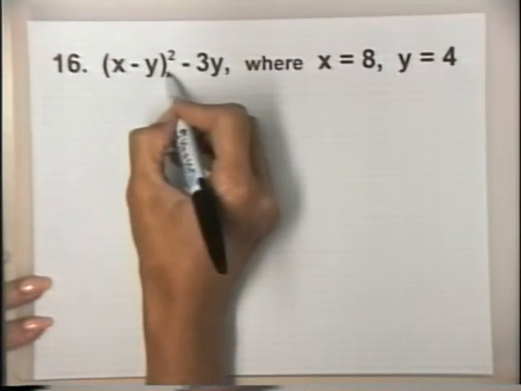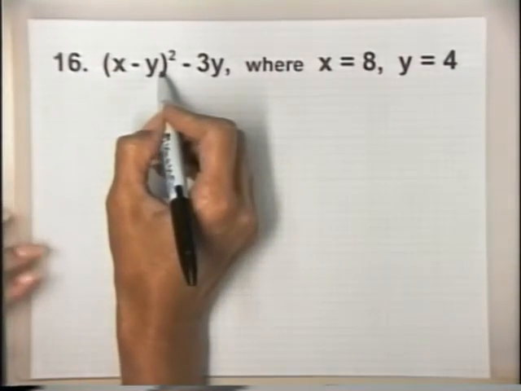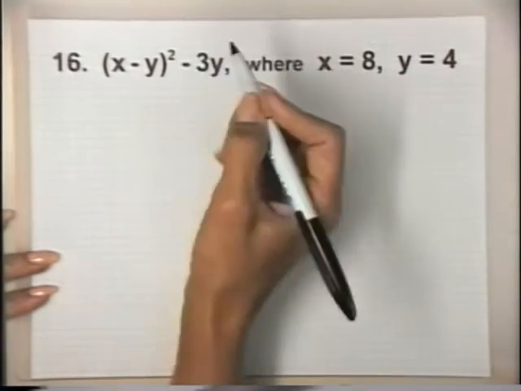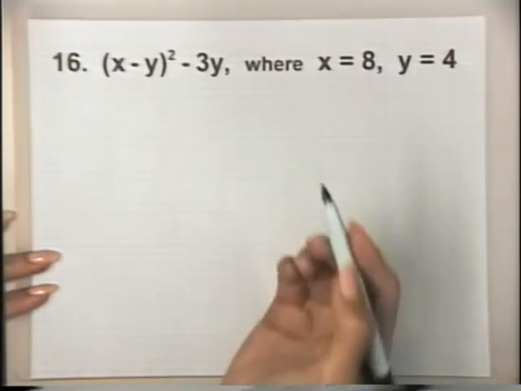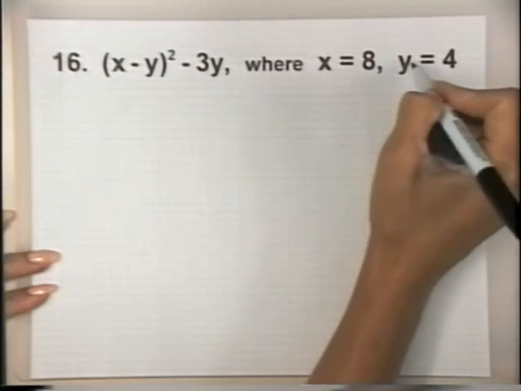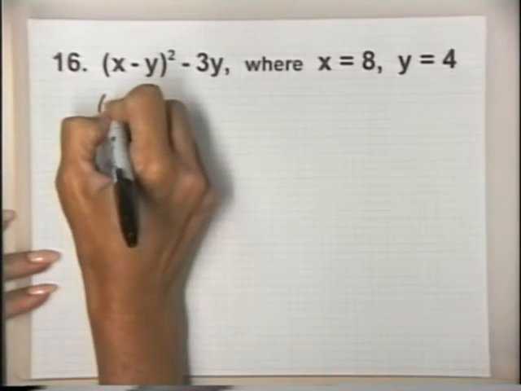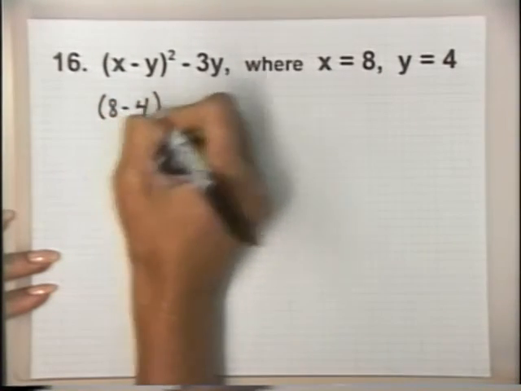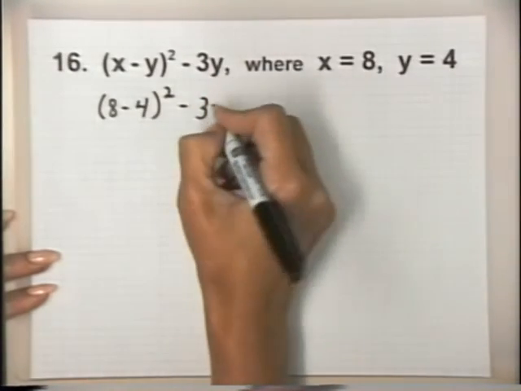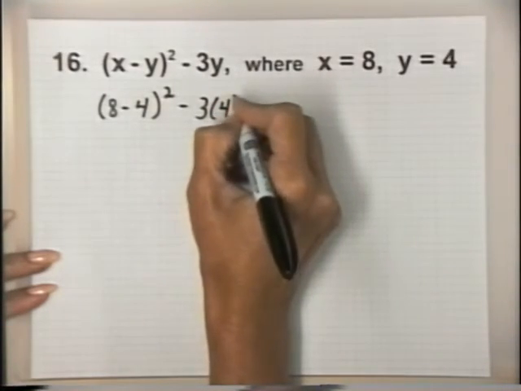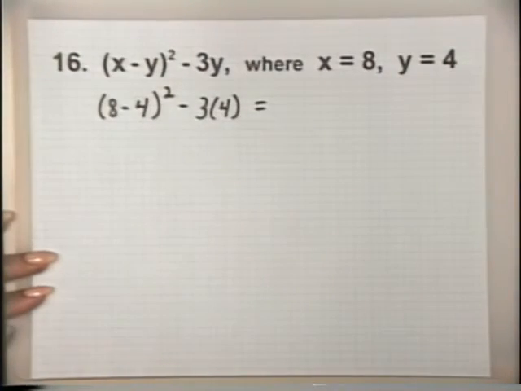We have x minus y, and these parentheses are used as grouping symbols to tell us to perform this operation first. Once we get the answer, we want to raise it to the second power. Subtract 3y, which of course means 3 times y. We're to let x equal 8 and y equal 4. So let's replace the x with the 8, subtract the y with the 4, let's write the power, minus 3 times y, and this time let's use parentheses for the multiplication symbol, so we need to show 3 times 4, so I'll put that 4 in parentheses.